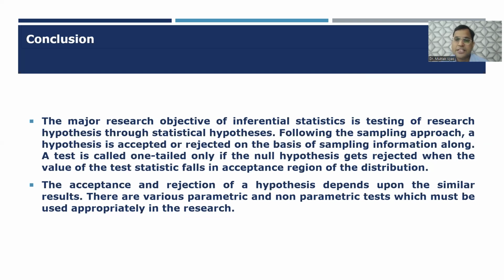The acceptance and rejection of hypothesis depends upon similar result. There are various parametric tests like Z, T, and chi-square, and non-parametric tests like ANOVA and rank correlation, which must be used appropriately in the research. So hypothesis testing is the critical part. Hypothesis is the assumption whose validity we have to test through use of parametric and non-parametric tests. But at the same time, we should understand where to use which kind of test. Although we have SPSS software, a statistical package for social sciences, still, we should know the suitable conditions where you will use hypothesis tests.